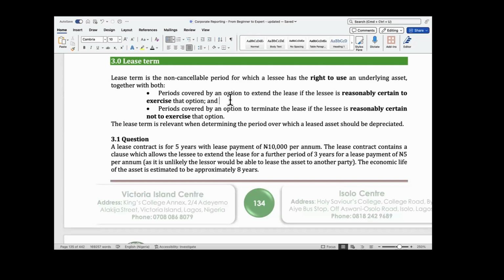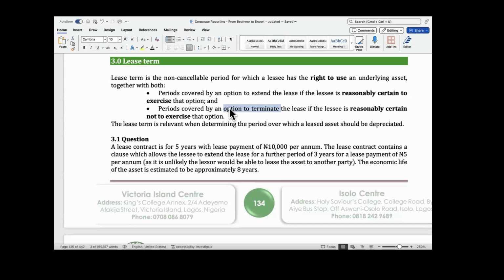Also, it might even cover a period where there's an option to terminate. And that's if the lessee is reasonably certain not to exercise. Or if he's certain to exercise, then that shortens the lease term.